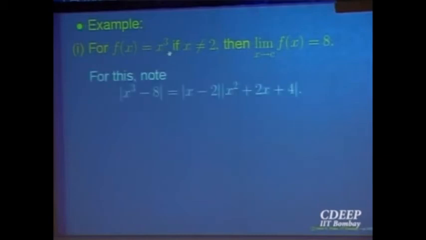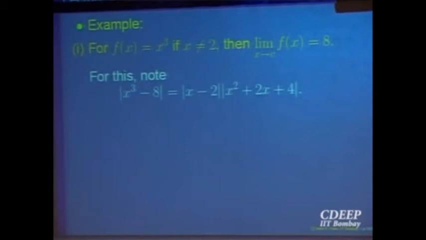We proved that for f(x) equal to x cube, the limit was equal to 8. And how? We took a sequence Cn, which converges to 2. We looked at f of Cn, which is Cn cube. Because Cn is going to 2, Cn cube goes to 8, so the limit is 8, finish. Now let us try to prove it using epsilon delta.